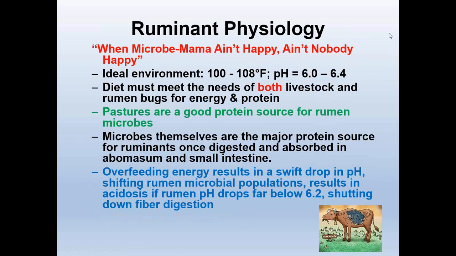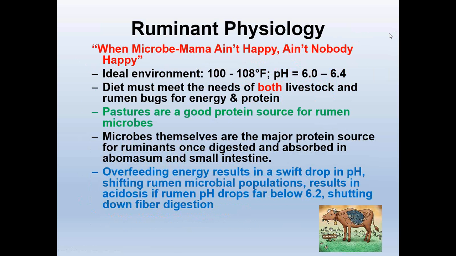When we think about microbes, they actually become the major protein source for ruminants once they are digested. They're going to be absorbed in the abomasum and the small intestine, which are further down the line of this system. But you can switch back.